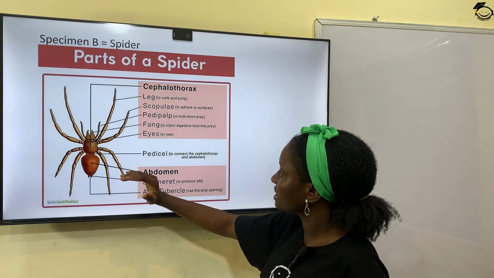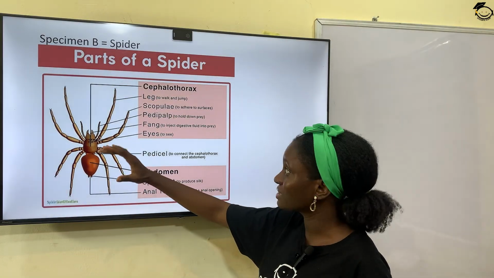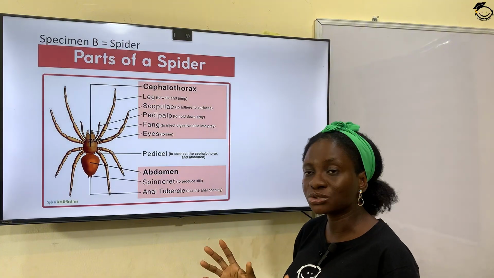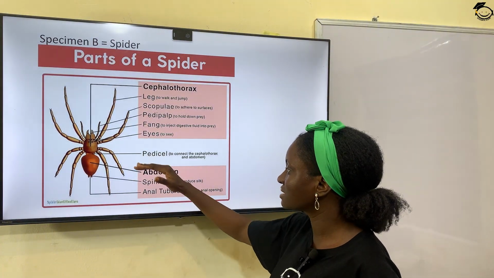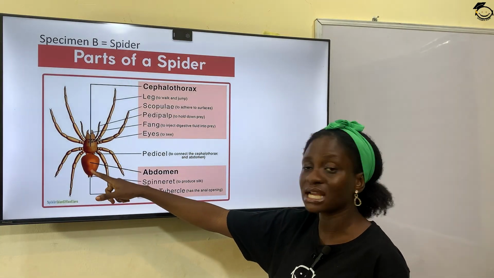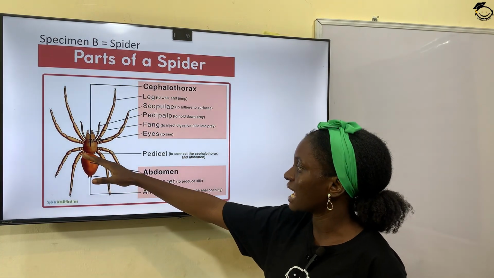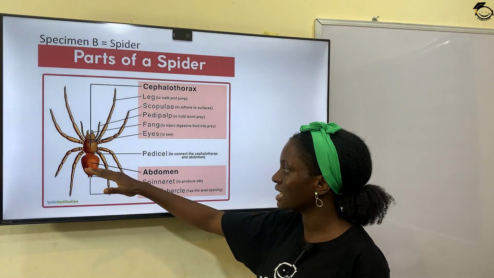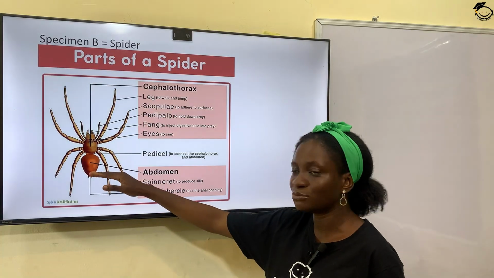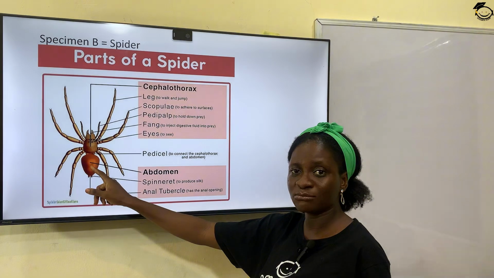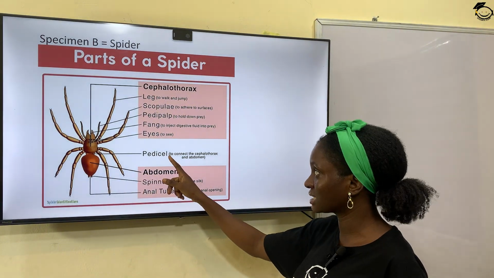The spider is divided into two parts. We have the cephalothorax, which contains the brain and the thorax, and the pedicel that connects the cephalothorax to the abdomen. This is the abdomen part. This is the first part, cephalothorax. The other part is the abdomen. But what connects the cephalothorax to the abdomen is known as the pedicel.